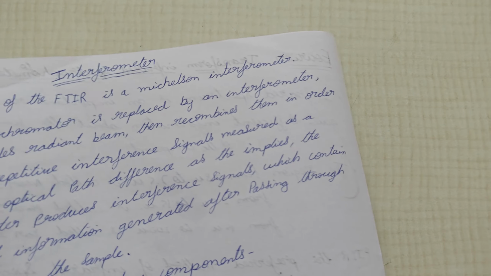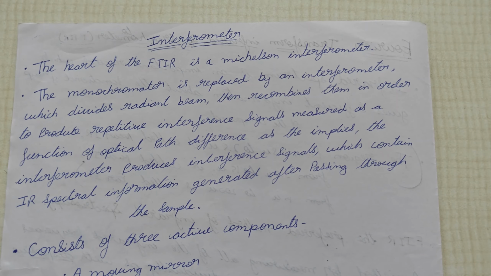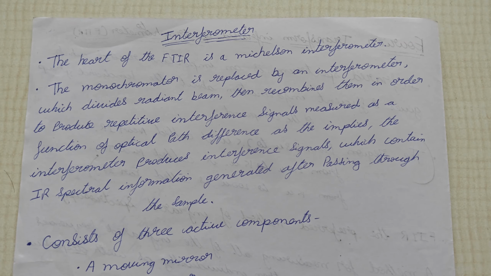Next we'll go with the instrumentation of the FTIR. In the instrumentation, between the FTIR and the normal IR spectroscopy, there is not much difference. The difference is in the monochromators. The monochromators are replaced by interferometers. As I already said, I think I mispronounced the word interferometers. Interferometers. This is the main difference between the normal instrument and the FTIR instrument.